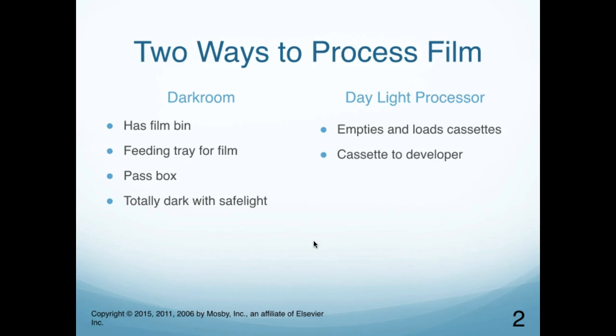A daylight processor basically empties and loads the cassettes in a lit room, and the cassette goes right into the machine. The film is taken out of the cassette and right into the developer and fixer. So that was a very nice addition to our departments when that happened with the daylight processors.